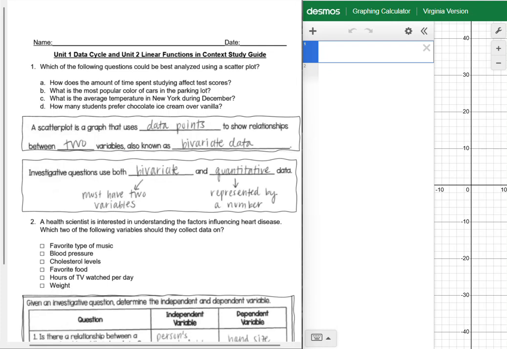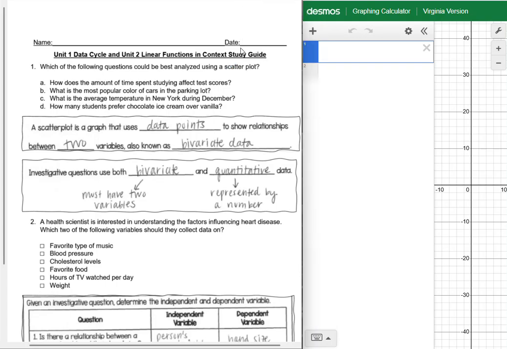All right, class, here is the review for the unit test. All right, question number 1. It says, which of the following questions could be best analyzed using a scatter plot?